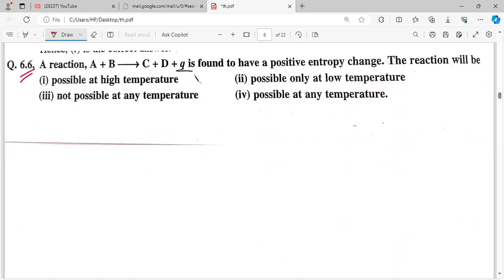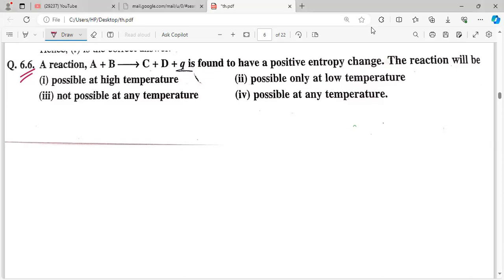I did not understand this question. How can you say like that? A plus B gives C plus D plus Q. Sir, this Q means heat. So positive entropy change, Q means heat, means energy liberated. The positive entropy change.